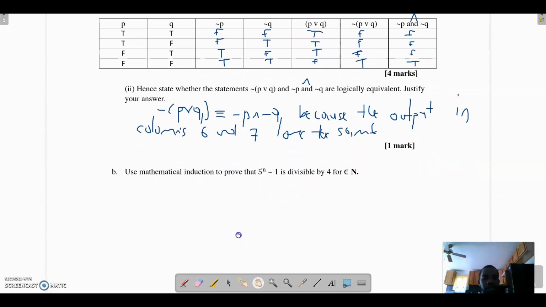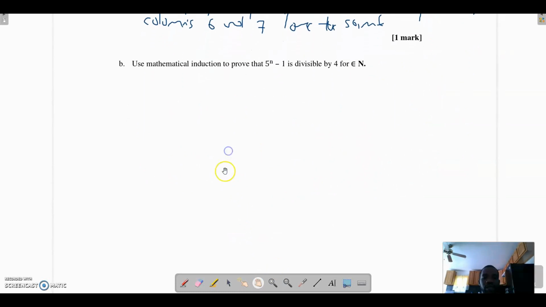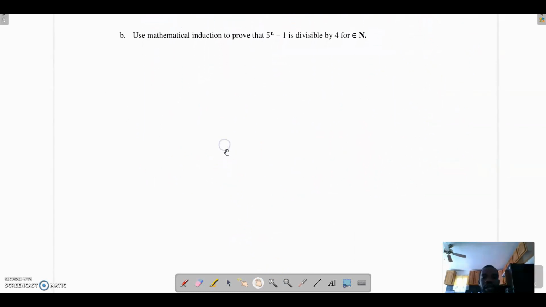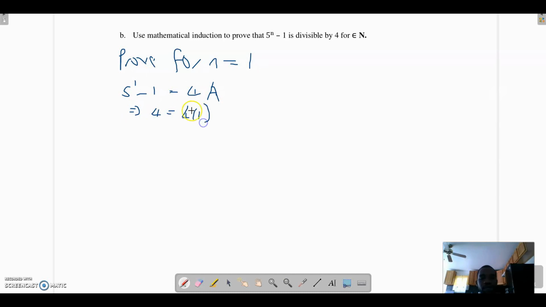Now looking at part B, it says use mathematical induction to prove that 5 to the n minus 1 is divisible by 4. So the first thing we're going to have to do is to prove for n equal 1. Alright, 5 to the 1 minus 1 is equal to 4a, of course, where a is some integer. Now this boils down to 4, which can be expressed as 4 times 1. Alright, so we know it's true for n equal 1.